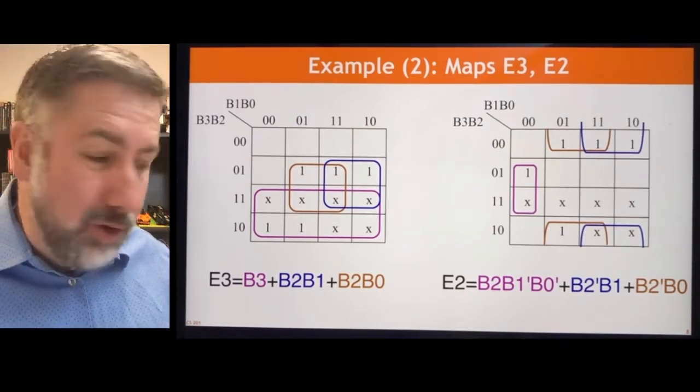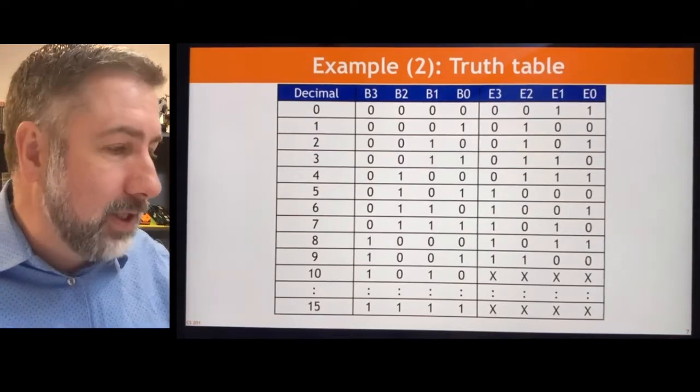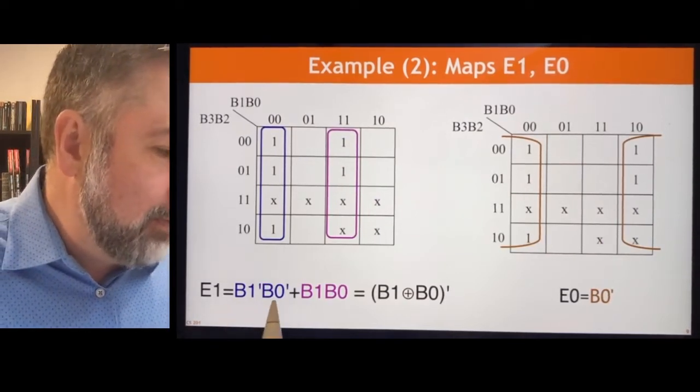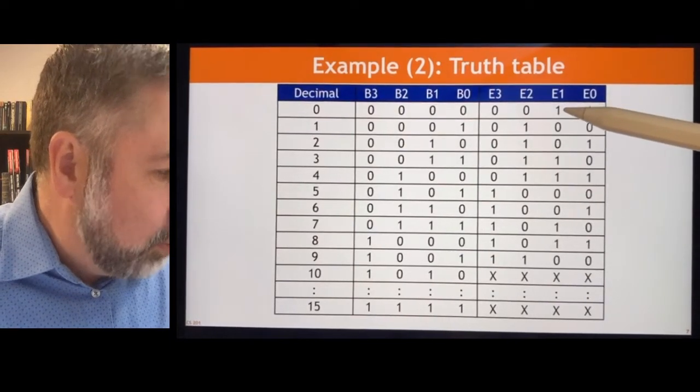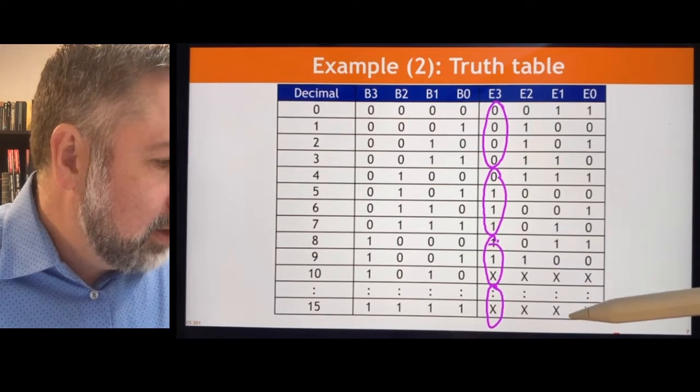Now we have to do two more, because we have four outputs to solve. We have to solve them each separately. So we do two more. They look like this. B1 prime, B0 prime here. And again, we can look at the truth table and see. 1, 0, 0, 1, 1, 0, 0, 1, 1, 0, x, x, x, x, x, x.